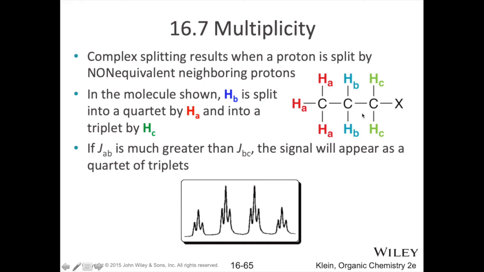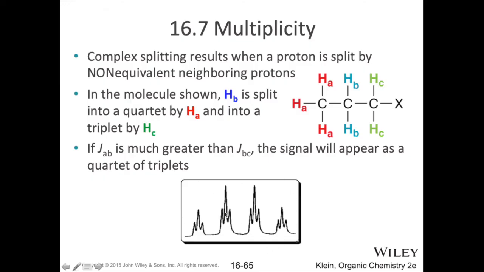So what do we see? Well, the thing is, the coupling constants for both of these interactions are not the same. The coupling constant for AB is not going to be the same as the coupling constant for BC. Now, it depends which one's greater. Let's say AB is a greater coupling constant than BC. Then what we would see is a quartet of triplets that look like this.